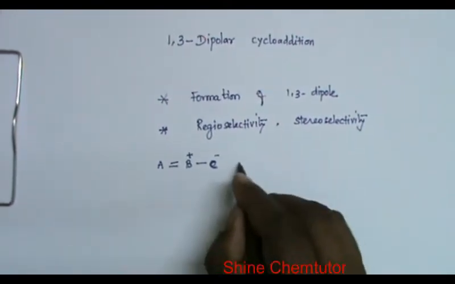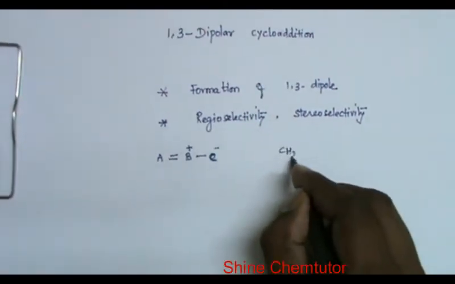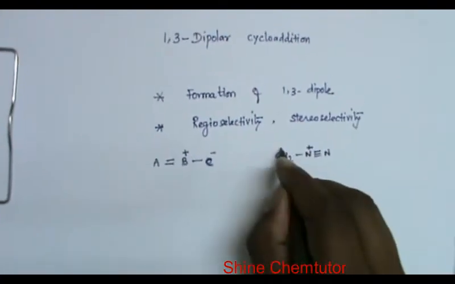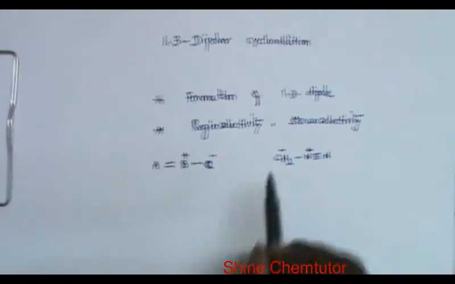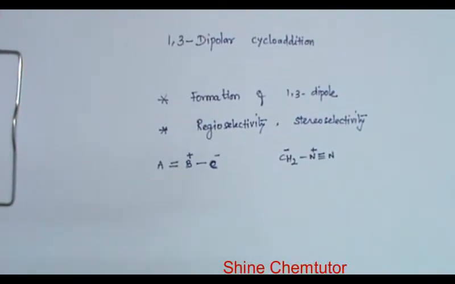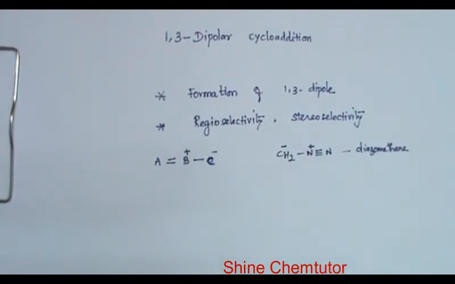I go for some examples. Diazomethane is nothing but this one. So I have a minus charge and a plus charge. After that I have a triple bond to N. You may be very familiar with this. It is used for esterification or methylation of phenol or alcohol.